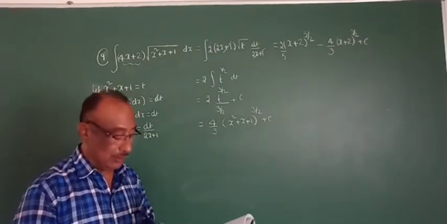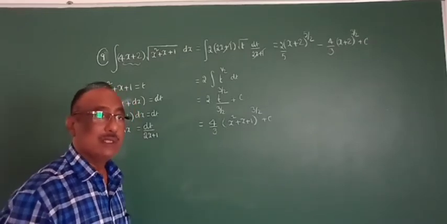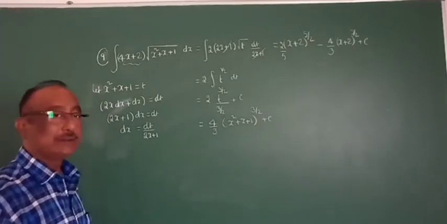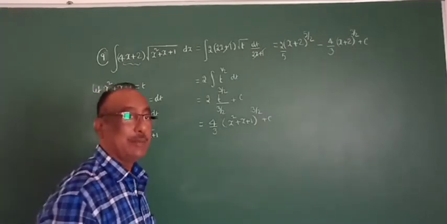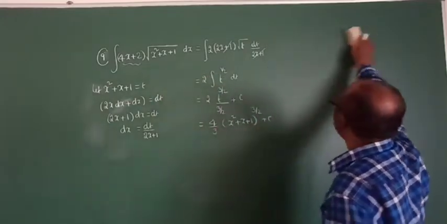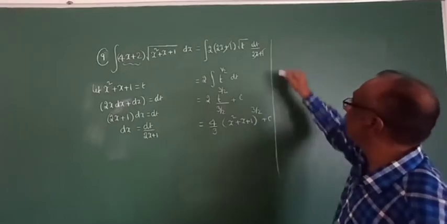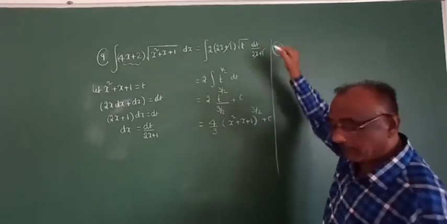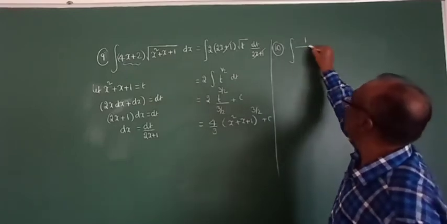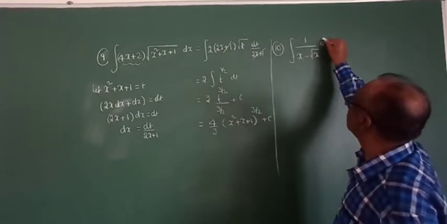Right, everyone go through the 10th problem, same model. Smallest function, greatest function. First we move towards the 10th problem: the integral of 1 by (x minus root x) into dx.